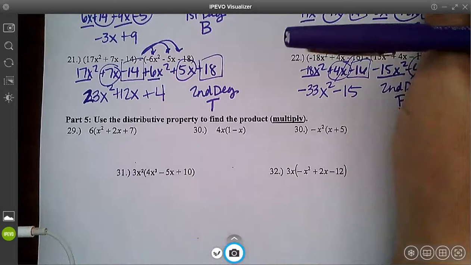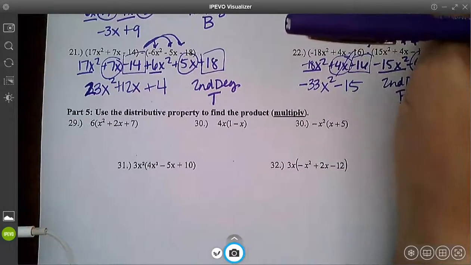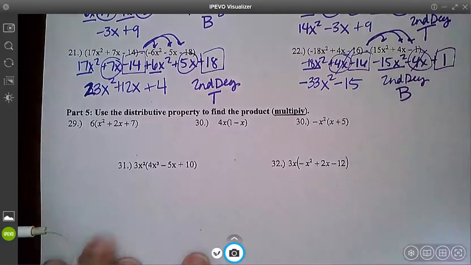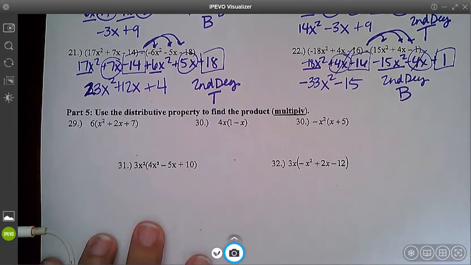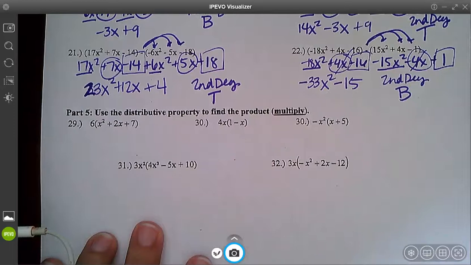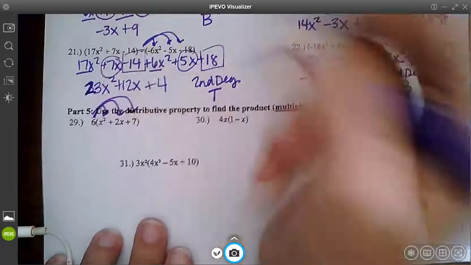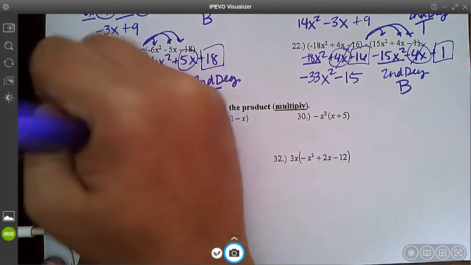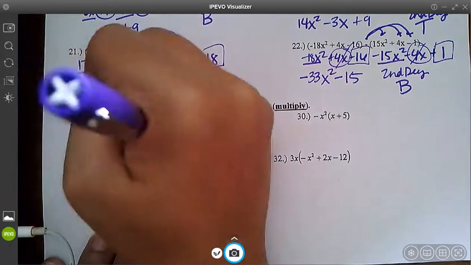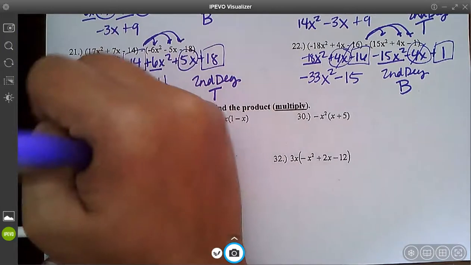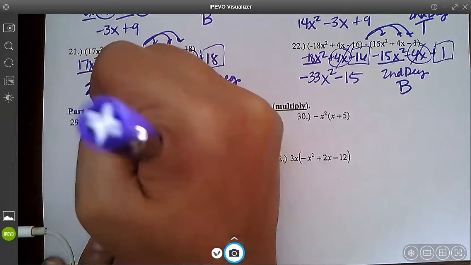Distributing. When you're distributing here, that means you have a polynomial with a coefficient outside of some parentheses. You're going to distribute, multiply that to everything inside the parentheses. So I'm just distributing here. So I have 6x squared plus 12x plus 42. This is a second degree trinomial.